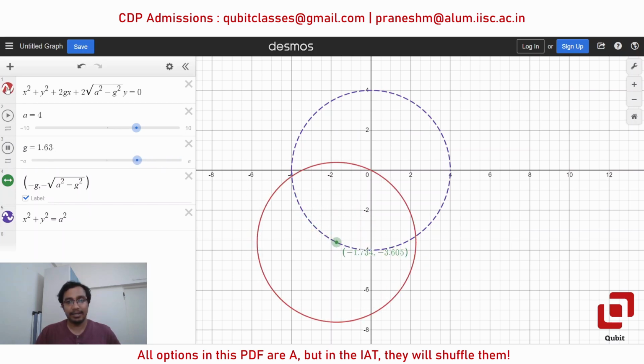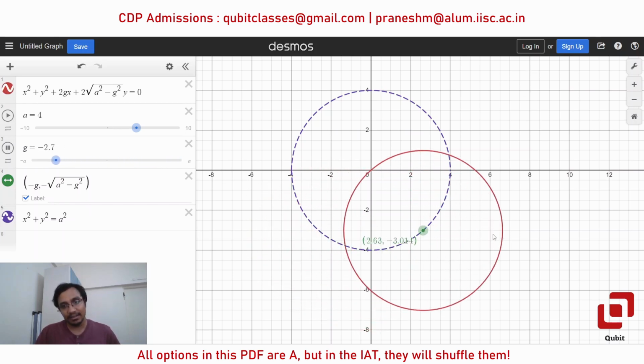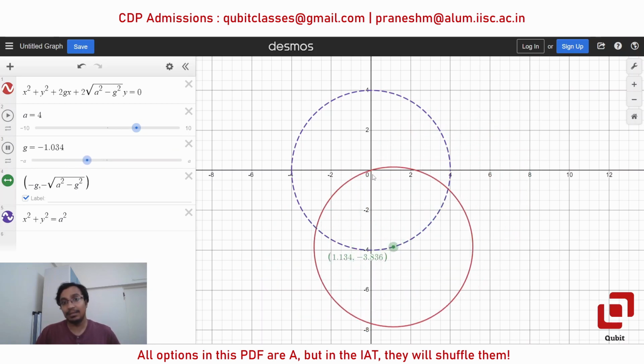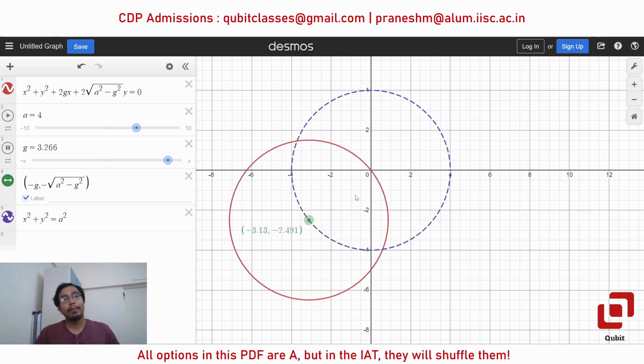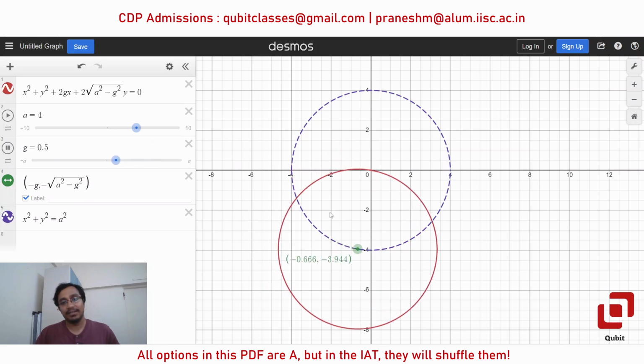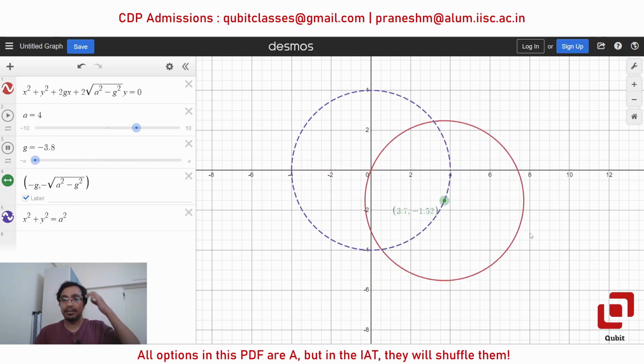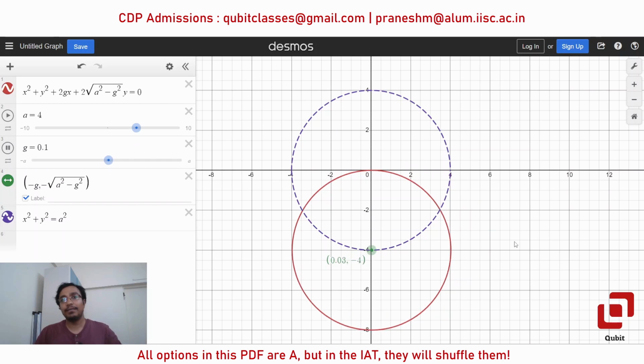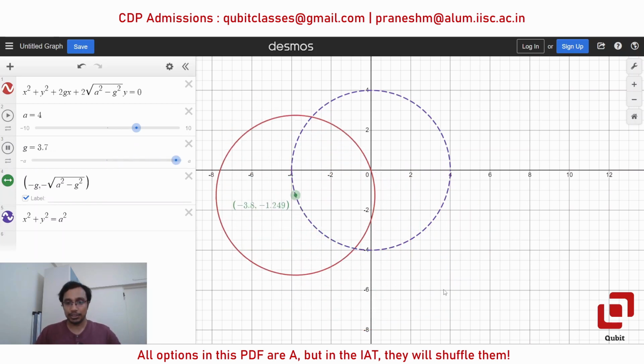Let me also get this in action now. So we get that circle variable passing through origin, fixed radius a, but the center of it always lies on that semicircle at the bottom. Okay, so we have graphically verified our solution.